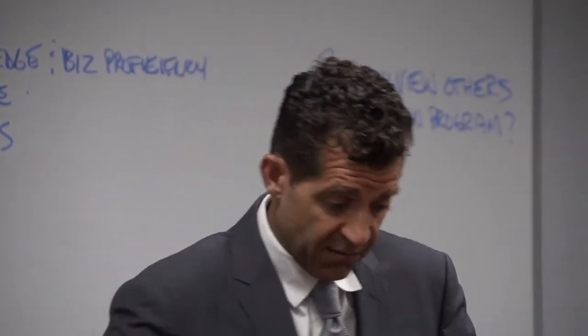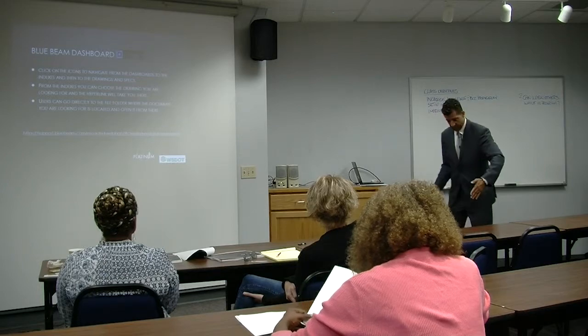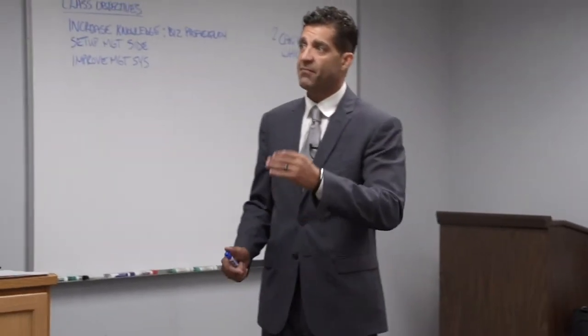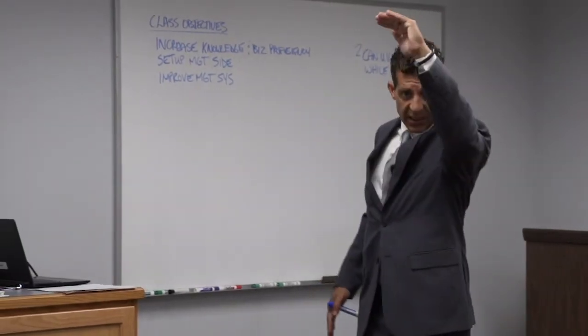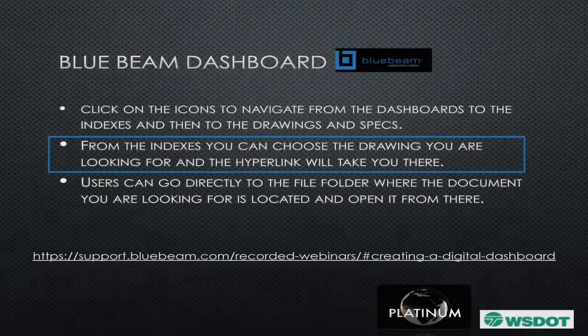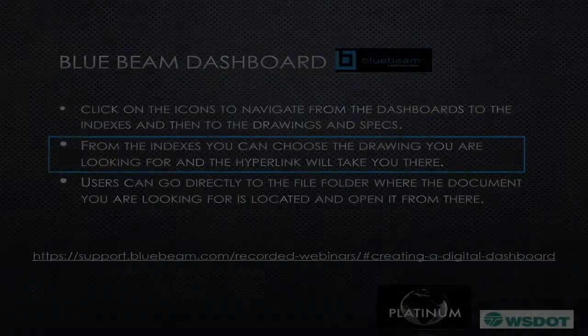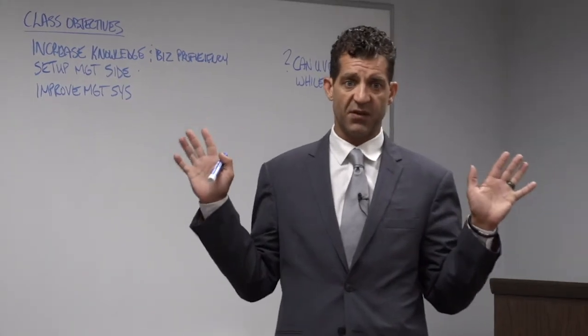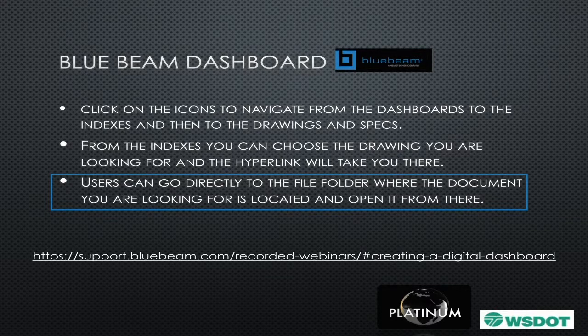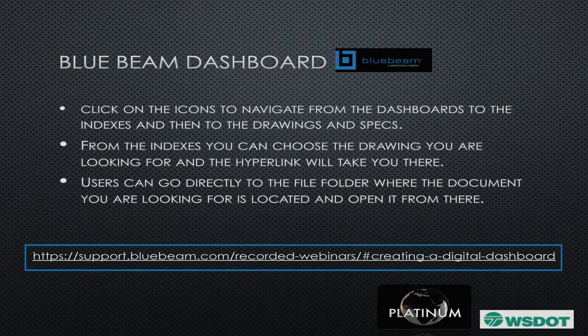Right. You know, a lot of times they come in these big boxes. That's the first set. There's 3 sets. And so having some electronic tools that can help you go to your section can save a lot of time. From the index, you can choose that drawing that you're looking for, and the hyperlink will take you right there. That's the primary benefit of this program. You don't have to be in the office. Users can go directly to the file folder where the document you're looking for is located and open it right from there. And again, we have another video.